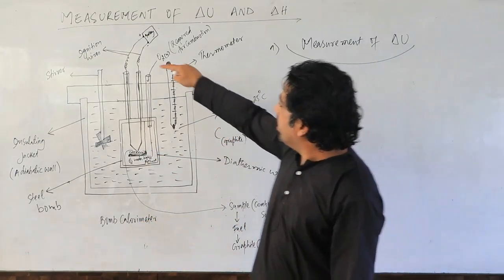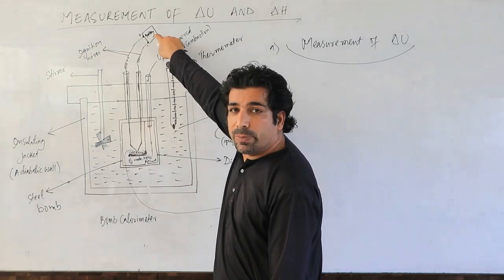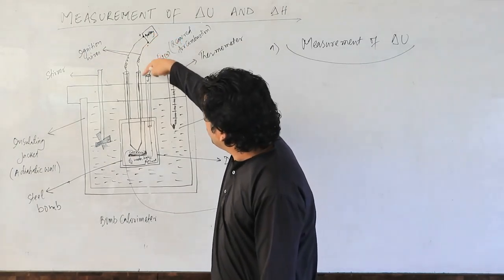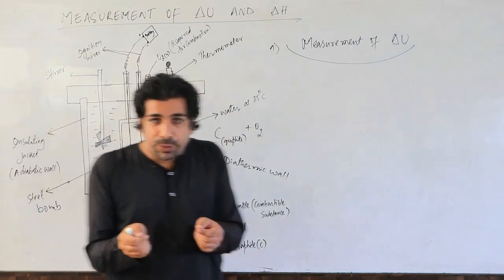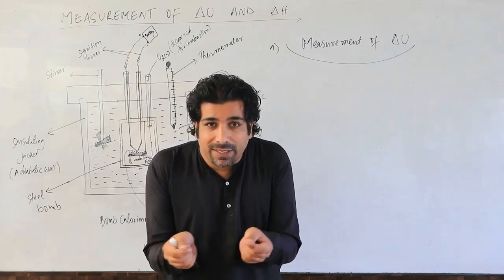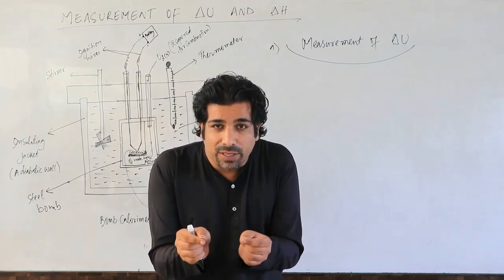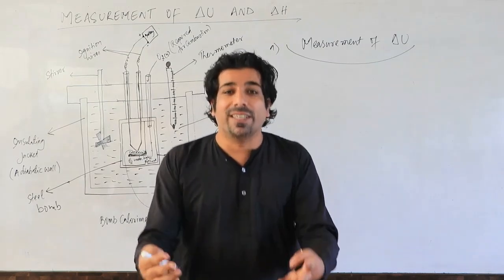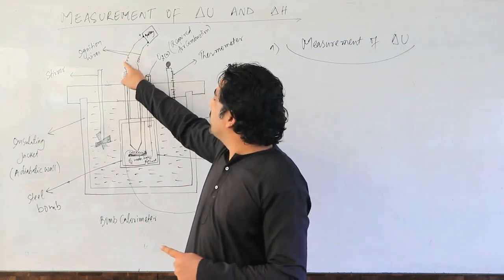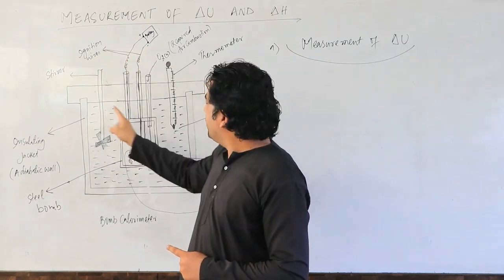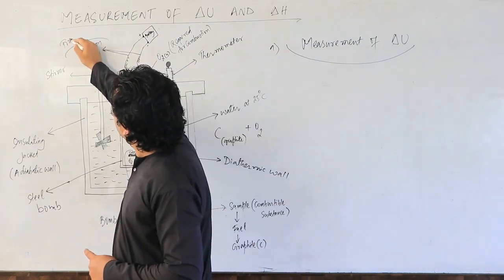These two rods are connected to a battery, a power source. This power source provides the current, and this current passes through these rods. Then these rods give an electric spark to the fuel. The fuel is graphite, and graphite will burn in the presence of oxygen when you give the electric spark. We call these wires ignition wires, and these rods can also be called firing rods.